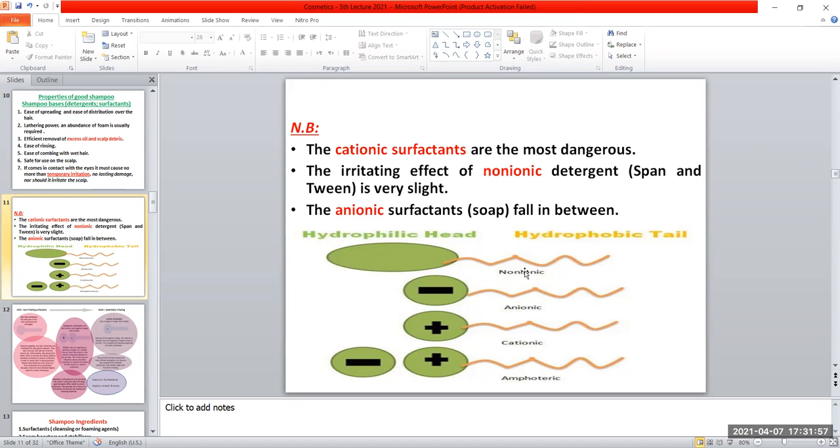Okay? The non-ionic is the most safe of all of them, and the cationic is the most dangerous of all of them. If we want to arrange them according to the increasing of safety, the first is the cationic, followed by the amphoteric, then the anionic, then finally the non-ionic.